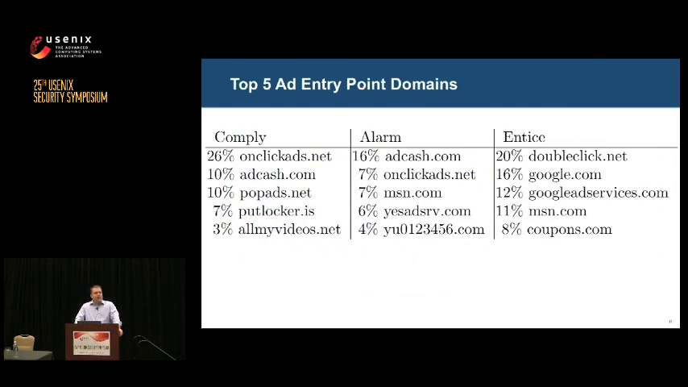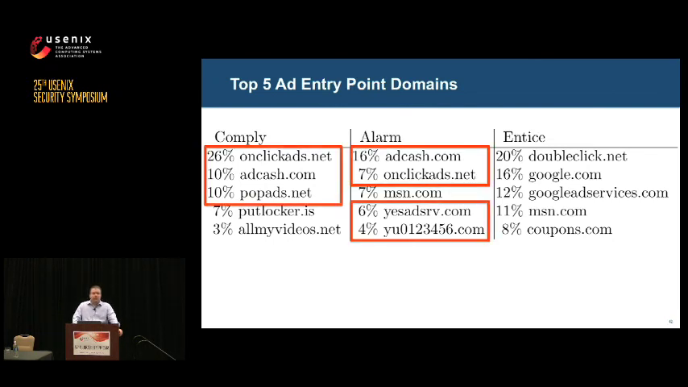We also looked at the entire ad chain for these social engineering downloads. Specifically here, we're looking at the top 5 ad entry point domains, which is the first domain we observe on the ad chain. What we found is that for the comply and alarm classes, the majority of downloads begin with a few low-tier ad networks shown here. These low-tier ad networks are known to serve adware and malware, whereas for the benign class and even the repackaged entice class, typically their advertisements start with top-tier ad networks.